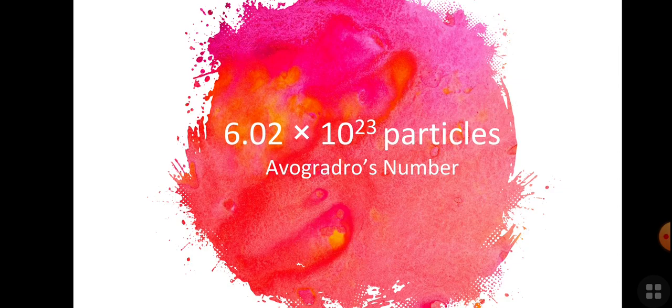Okay, so by the way, it is called Avogadro's number nga pala because in honor to Amedeo Avogadro, the one who, he is not actually the one who discovered this value, but his study led to the discovery of this value. Kaya pinangalan sa kanya yung number na yan, Avogadro's number.